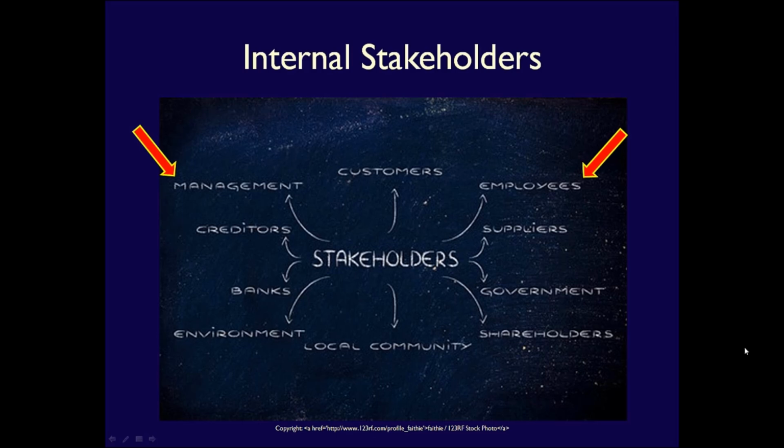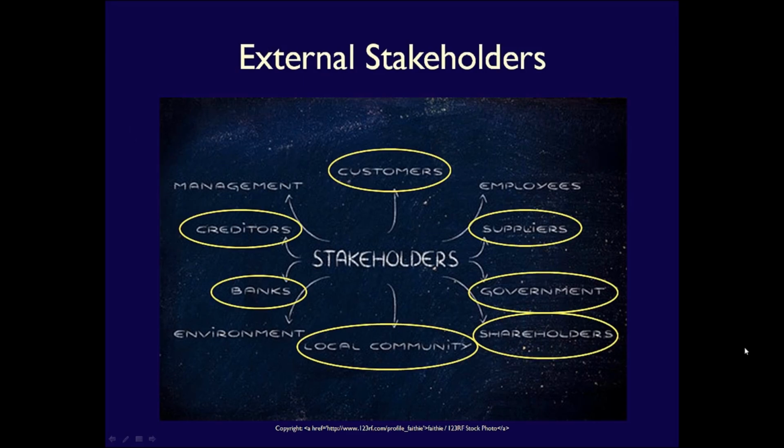Internal stakeholders work for the business. Their objectives generally relate to their ability to do their jobs, keep their jobs, get promoted, and get paid. External stakeholders are outside of the business, and their objectives relate to the decisions they'll make about providing resources to the business, generally money. This is called resource allocation decisions.